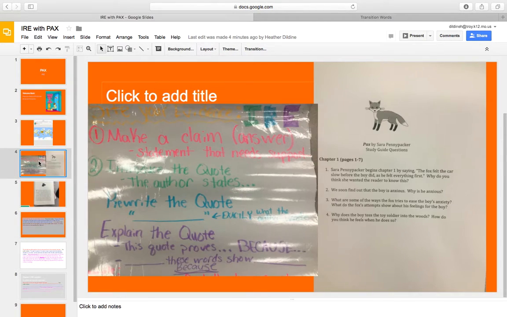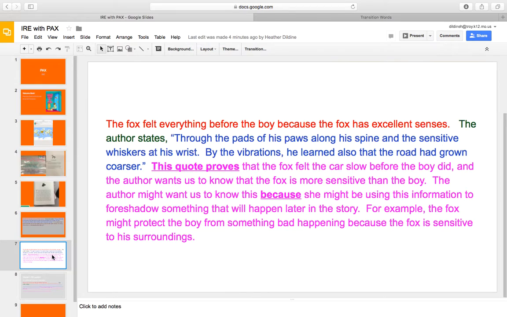Let's go back to IRE, the anchor chart. Now we need to explain the quote. Why did I use this quote to prove that the fox is more sensitive than the boy? And I want you to use these prompts. This quote proves because, or you could say these words show because. Let me give the example. This quote proves that the fox felt the car before the boy did, and the author wants us to know that the fox is more sensitive than the boy.